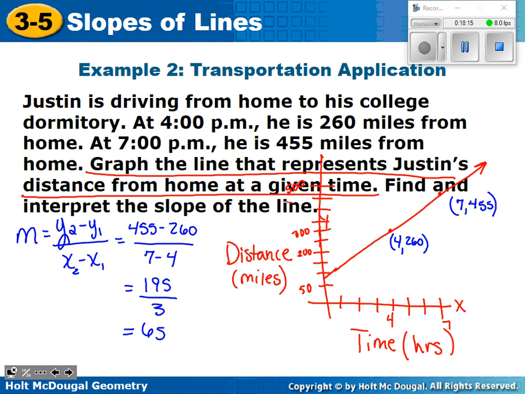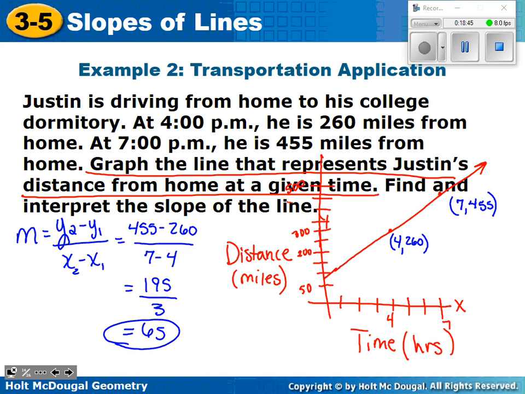65. So it said find the slope. The slope is 65. And then it said interpret the slope. So what does that mean, 65, in relation to this problem? So what would we say about this? Like, how could we write a sentence explaining what 65 means in reference to what Justin's doing? Carlos?